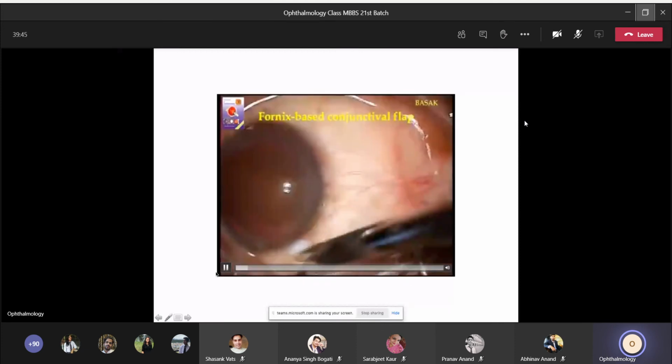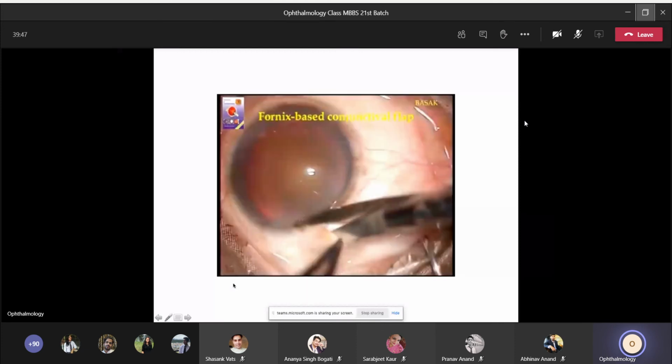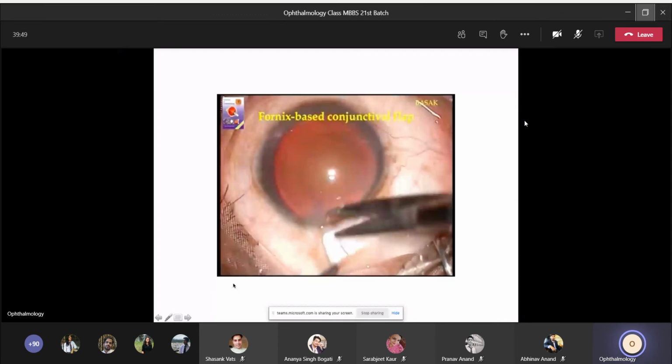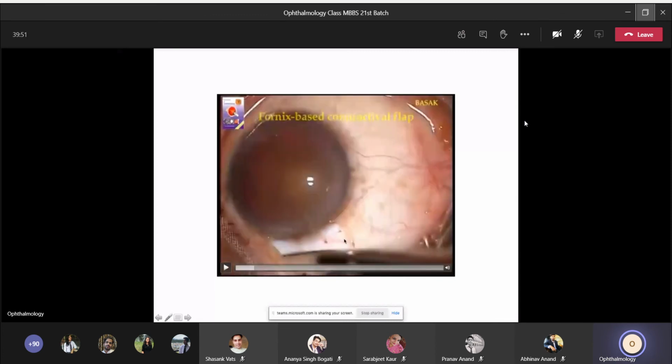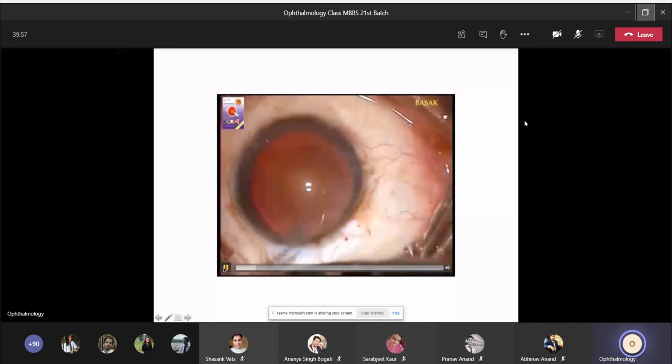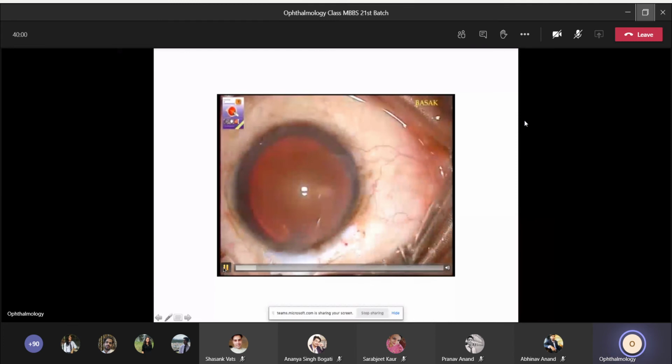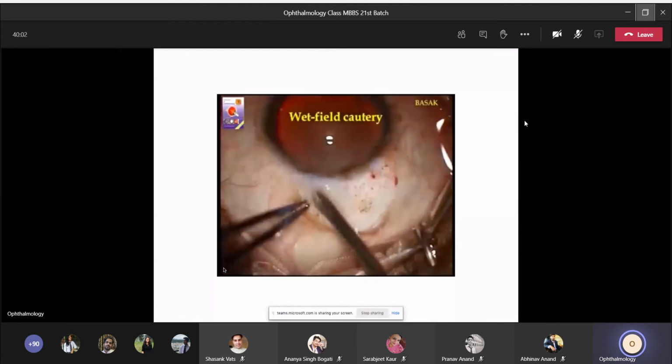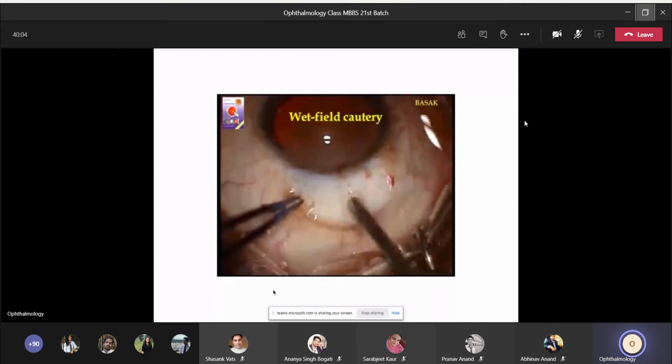So this is how you open up the conjunctiva. Did you see how you open the conjunctiva? This is the conjunctiva. Now the conjunctiva is open so that the sclera is exposed. Now do the cautery so that all the vessels are sealed.